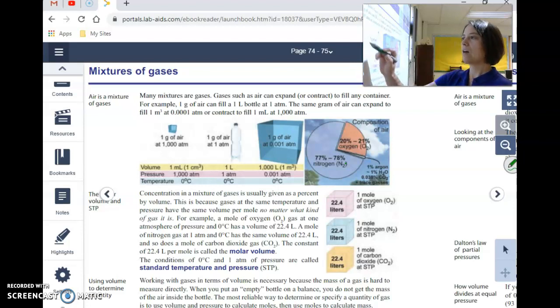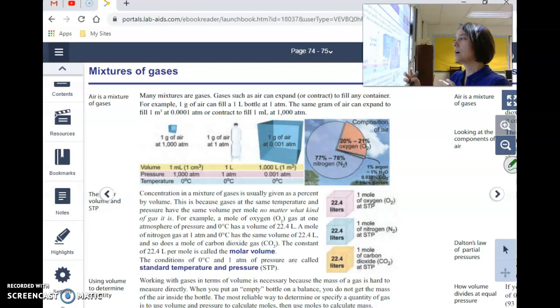So if I have 1 gram of air and it has a little container, a milliliter, it'll expand to fill that. If I give it a liter, it'll expand to fill that. And if I give it a cubic meter, which is roughly 3 feet by 3 feet by 3 feet, it'll expand to fill that. The thing that would be different would be the pressure. If that 1 gram of air is in a very small area, it will have a very high pressure.